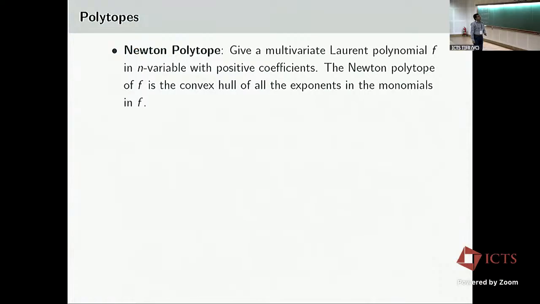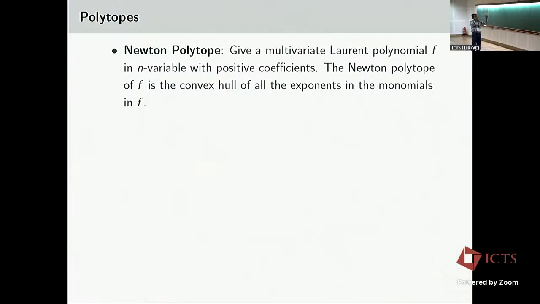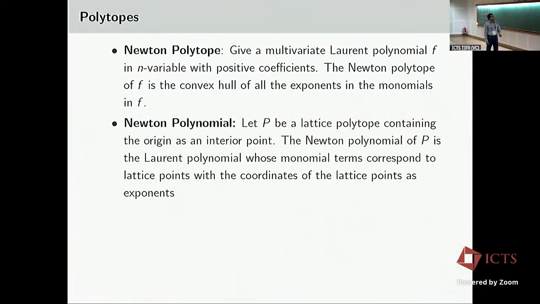So today, there is actually an algorithm that comes from physics, which one tries to follow. But before the algorithm, I just want to give some definitions of polytopes. Given a multivariate Laurent polynomial, you look at the monomials and the exponents, and take the convex hull of all the exponents. This is what's called the Newton polytope of a Laurent polynomial.